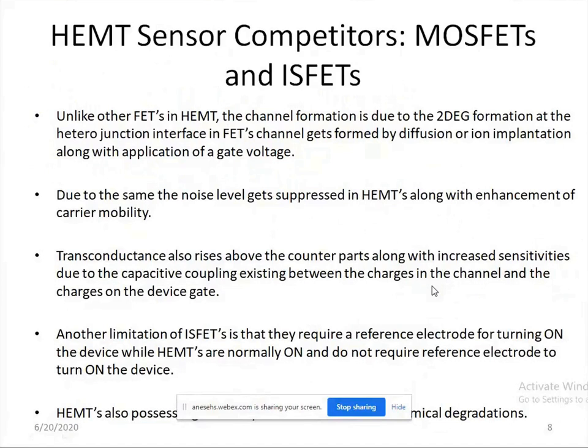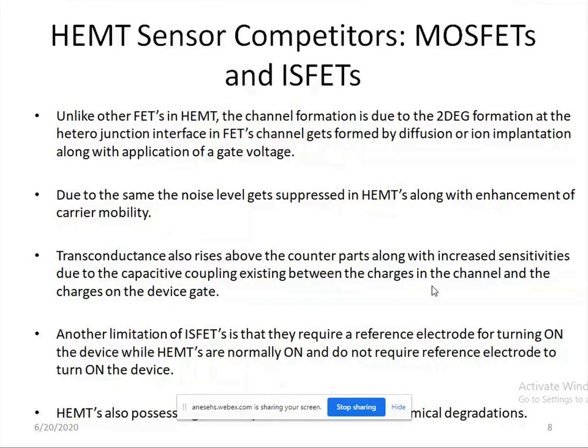These days we can find a large number of silicon-based MOSFETs and ISFETs present in the market, but these have so many limitations. As I've already said, these are not reliable when sensing is considered in aqueous solutions or when a high pH is considered. Similarly, MOSFETs and ISFETs require a reference electrode. But in the case of GaN HEMTs, normally it is an on device. So we do not require a reference electrode just to turn on the device. Rather, it is always an on device. So that is the first advantage of HEMT over MOSFETs and ISFETs.